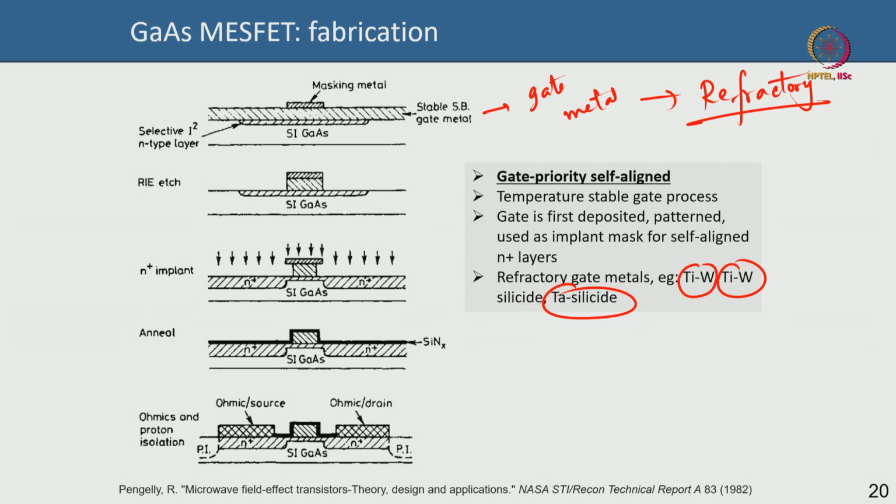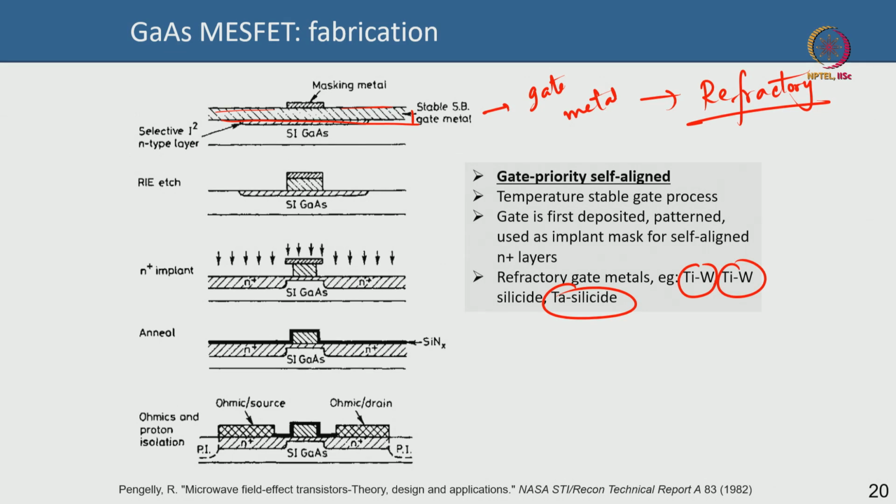So, if you use that as a gate metal, then you can do a high temperature source and drain anneal later on without compromising on the gate contact or the gate process, because your gate metal can withstand high temperature.